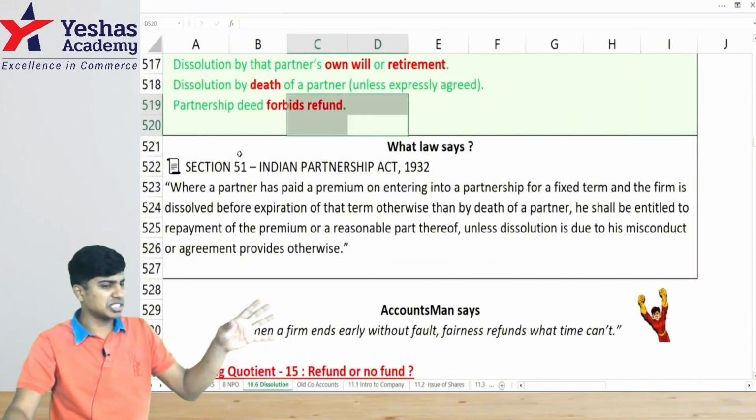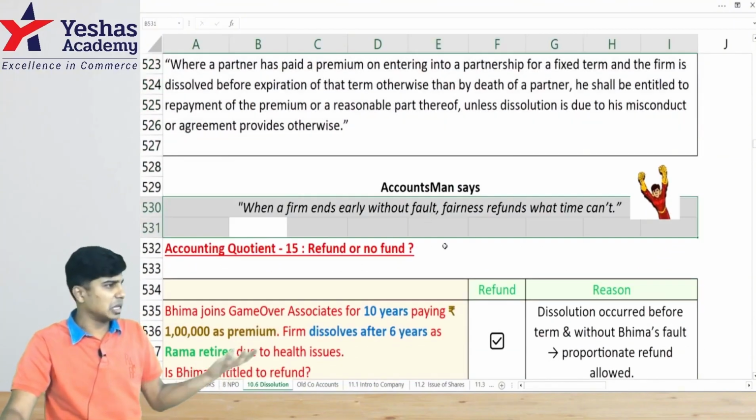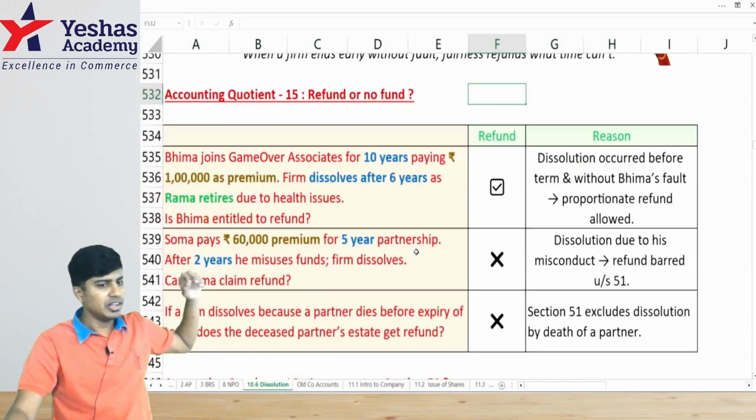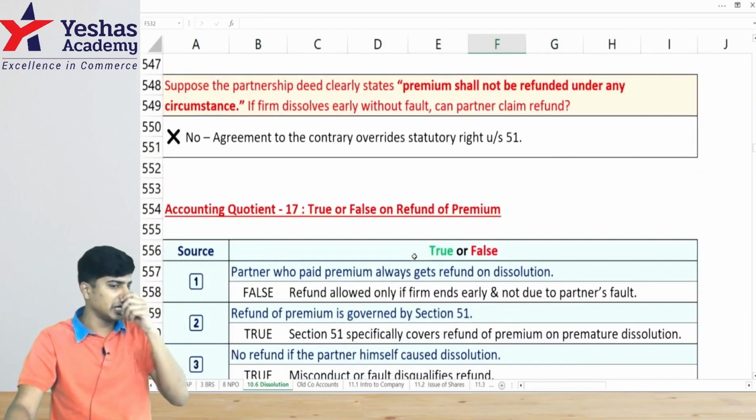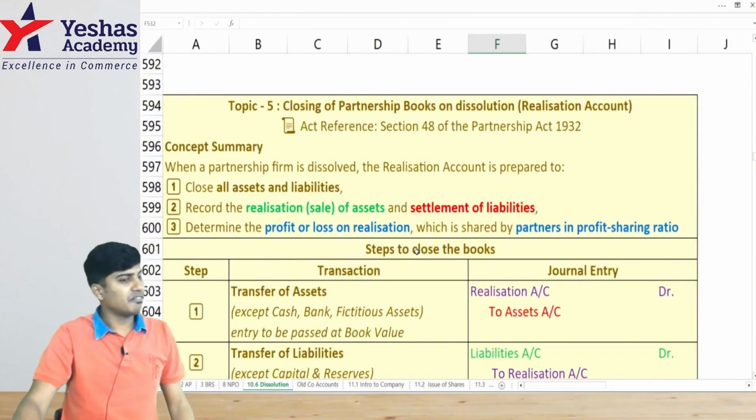I have given the exact same section 51 extract also, if you want to. And a lot of times if you read this one-liner, it will help you remember the entire concept that we have read. We did a question where refund will be given, where it will not be given. We did true or false also on this. Then we'll go to topic 5.